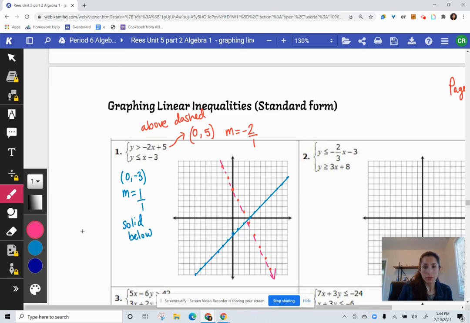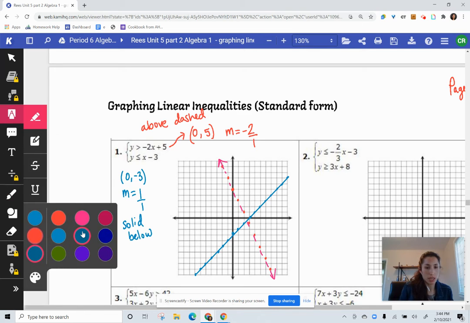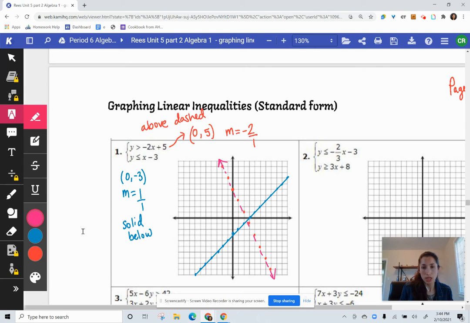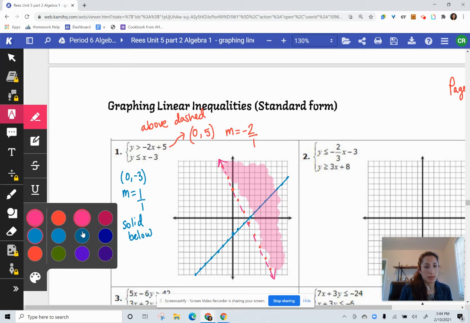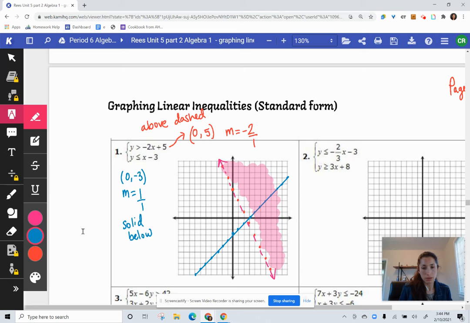And then what we have to do is add shading to this. I'll add pink shading for this one. The shading for our first line was above the line. So this would be above the line. If I were to pick any point on this line and go up from that point, this would be the shaded region. And the shading for our other line would be below. So the shading for that is all going to be down here below.